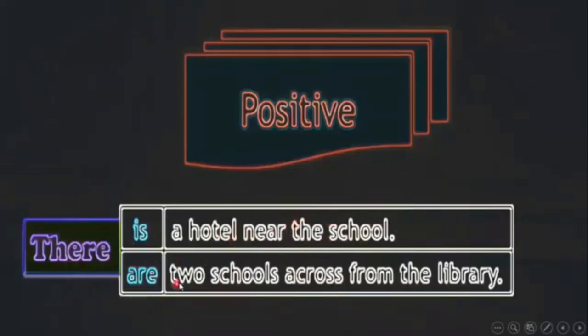There are 2 schools. Look here at schools. We add s here to the noun school. This means that this noun is a plural noun. So we use it after there are, because after there are we use plural noun. There are 2 schools across from the library.